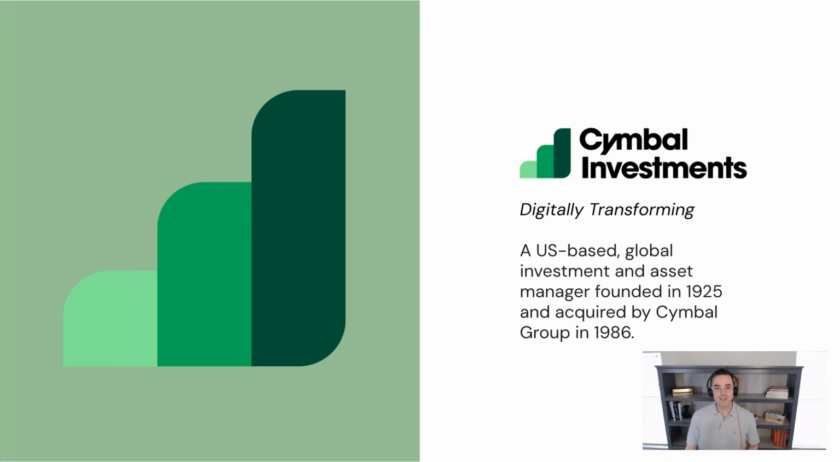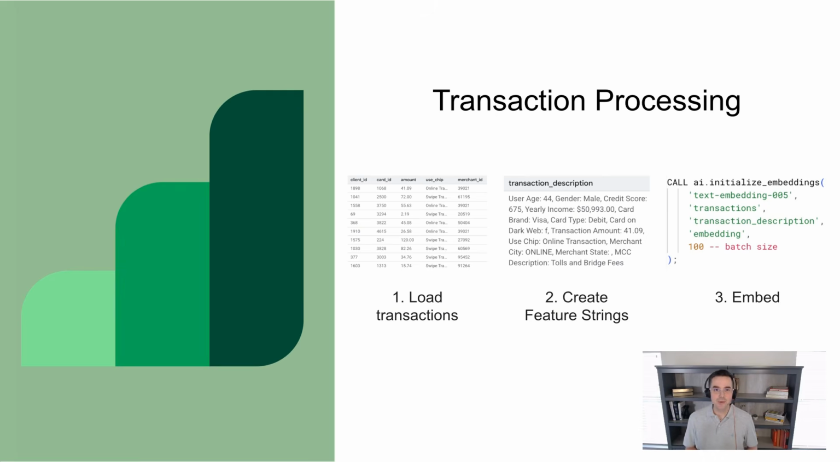To illustrate this, we'll use a fictional financial services organization called Symbol Investments. They're a US based global investment firm who recently modernized their legacy Oracle and SQL Server financial databases with AlloyDB. To build this, we started with a dataset of over 2 million financial transactions. We then created a feature string for each transaction, which is just a textual representation of the table data. And finally, we used AlloyDB's ai.initialize embeddings function to generate millions of embeddings in just minutes.